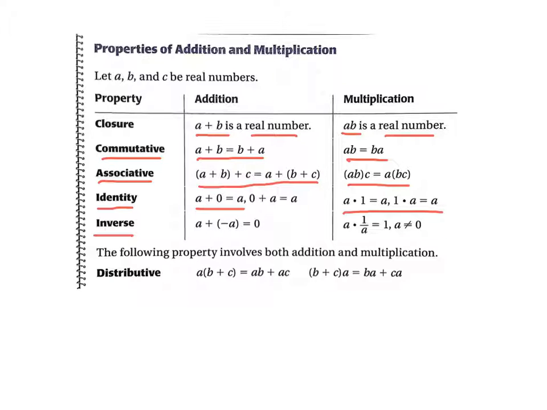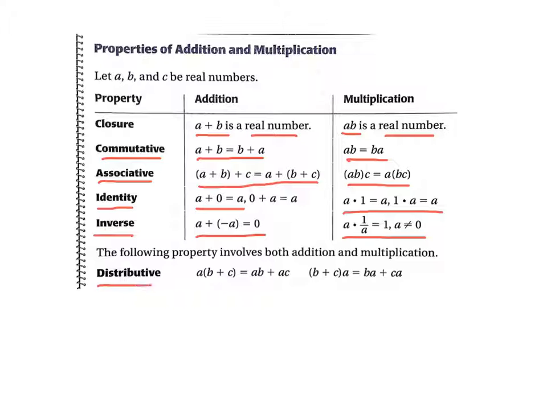Inverse is a little bit different. Inverse property of addition means you're going to add opposites, and you always get 0. 2 plus negative 2, 0. 8 plus negative 8, 0. The multiplicative inverse, you do not get 0, you get 1. That's when you multiply reciprocals. Reciprocal is another word for multiplicative inverse. Inverse means opposite, and in multiplication, it means reciprocal.